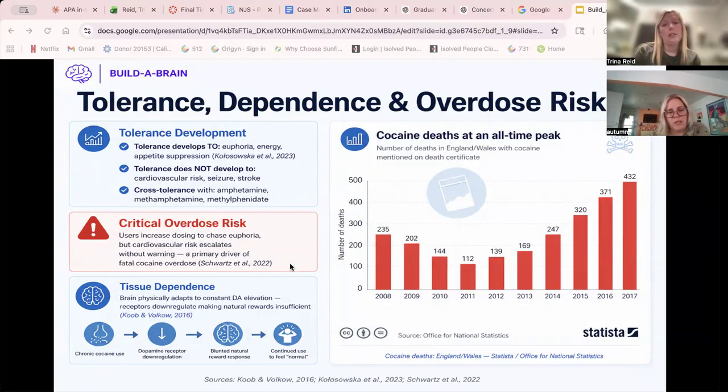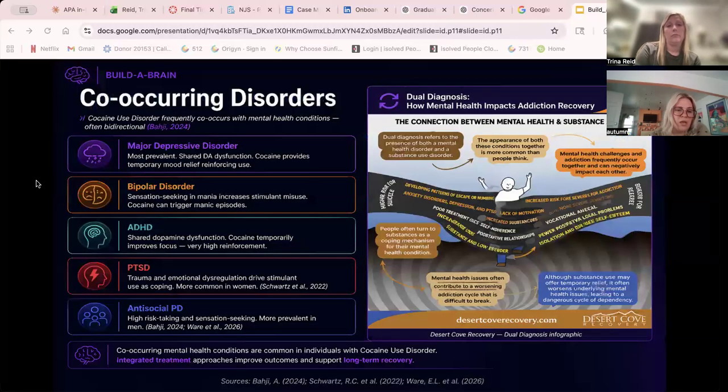Tissue dependence develops because the brain physically reduces receptor numbers, adapting to constant stimulation. So this can create an overdose that can potentially become fatal because of the cardiovascular system being overstimulated.